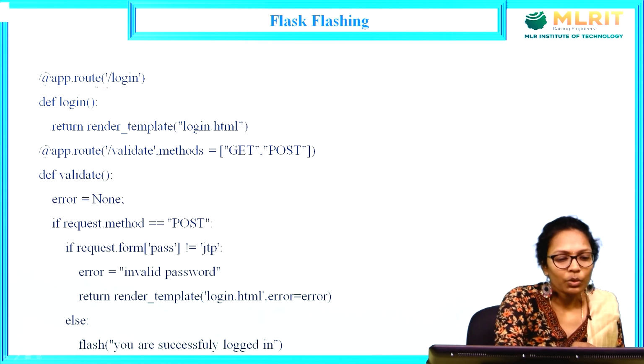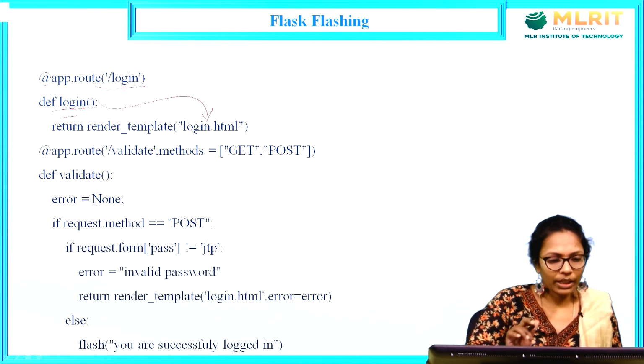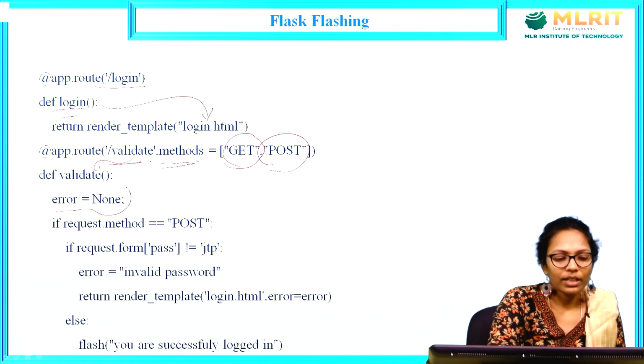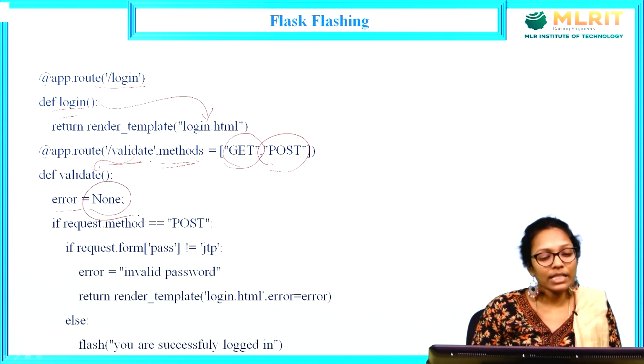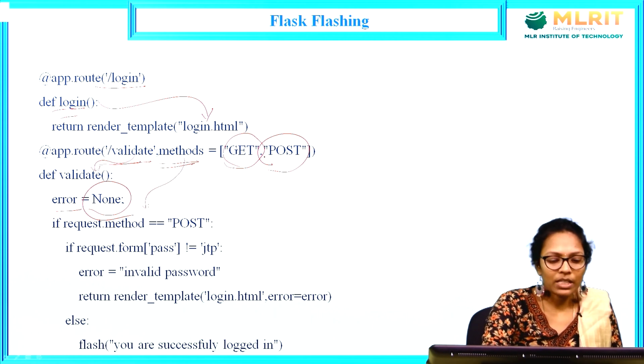And we have one more route, /login. This login will call a login.html page. Next we have one more route, /validate, and as the second parameter we are giving the possible methods, get or post. This URL will execute a method called validate. Initially there is no error, so error is None. Then in the validate function you are checking whether the method is post or not. If the method is post, then you're checking for the password.